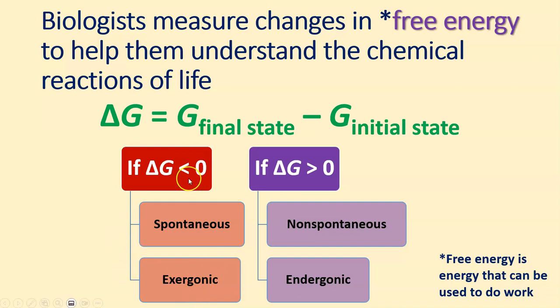In contrast, if delta G is greater than 0, then that's a non-spontaneous reaction. It does not just happen because it needs a source of energy input. And so endergonic, ender means going into something, so endergonic means there needs to be energy going in to fuel that reaction.